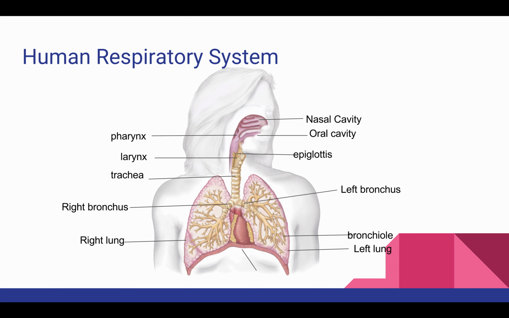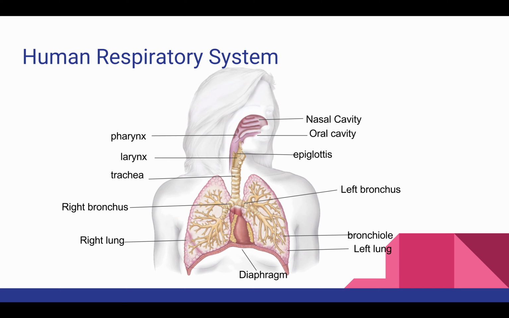So that branching leads us to the left and the right lung. You do have two lungs, one on each side of your body. And then there's this muscular structure at the bottom, and that diaphragm separates our chest cavity from our abdominal cavity. It's going to play a crucial role in inhaling and exhaling that we'll talk about later.